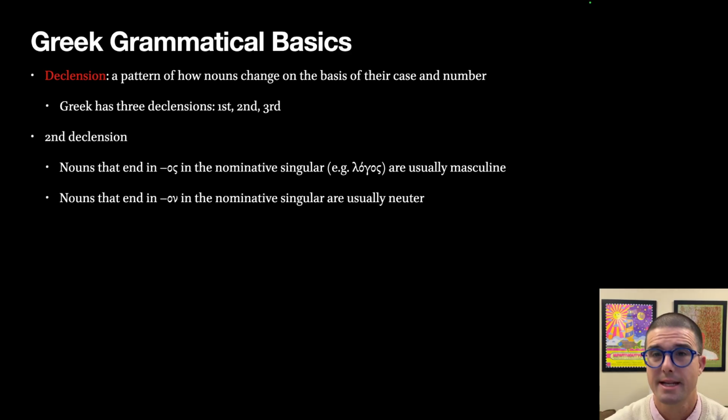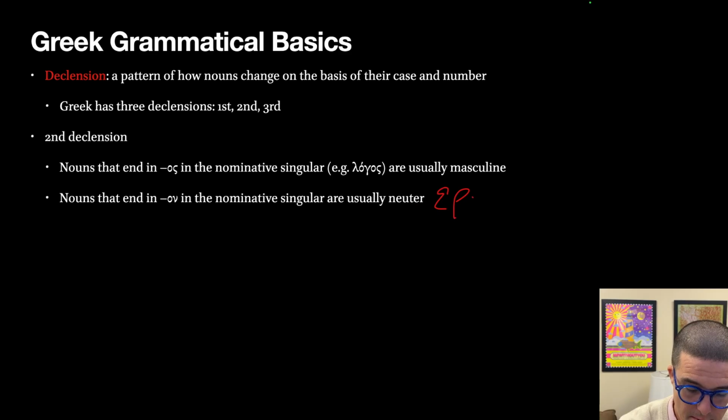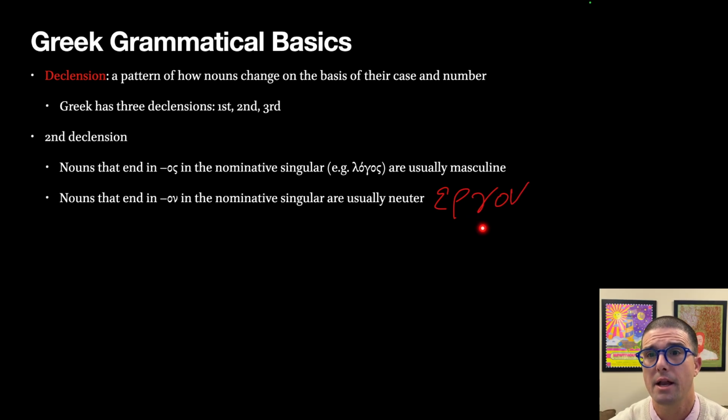We've already addressed the second declension. Those are nouns that end in omicron sigma in the nominative singular, like logos, and they're usually masculine. Usually is a key caveat there. And then they are also nouns that end in omicron nu in the nominative singular, and are usually neuter. I don't give you an example here, but ergon would be a nominative neuter form.